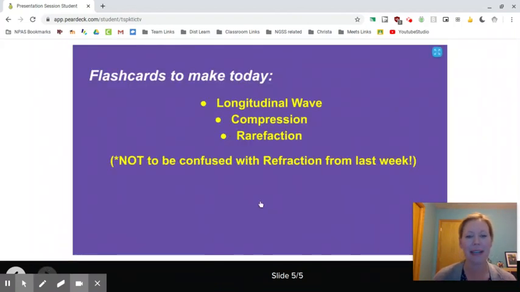Okay. Flashcards to make for today. You need to make a flashcard for longitudinal wave, make one for compression, and one for rarefaction, not to be confused with the word that's very similar to that, refraction. So we are going to have rarefaction, refraction, and reflection, which is fun if we can say it really fast five times. That's all that I have for tonight. Longitudinal waves are all sound waves.